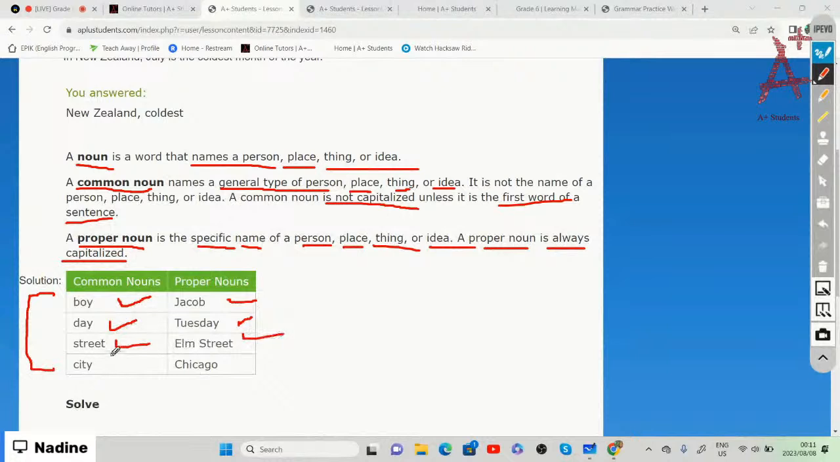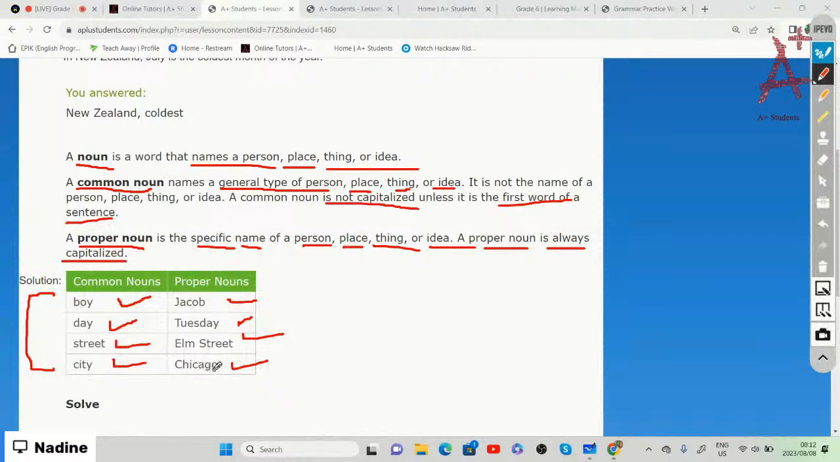Same with city. If we just say, oh no, I'm going to the city, or it's in the city, the concert or the circus will be in the city, what city? But if you say it's going to be in Chicago, then we know it is specifically in Chicago. So it's either we must go there or we cannot go there because it's too far. So these are examples of common nouns and examples of proper nouns.